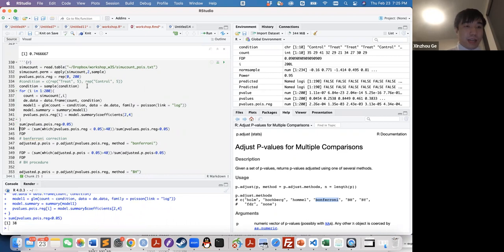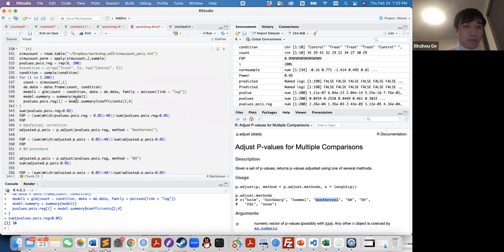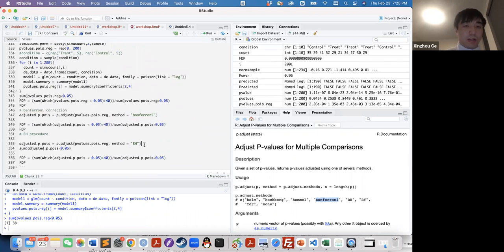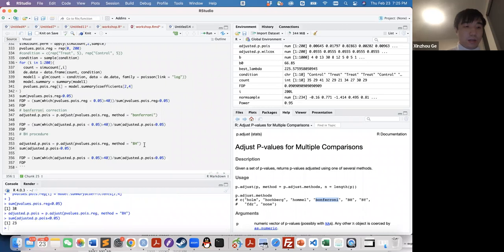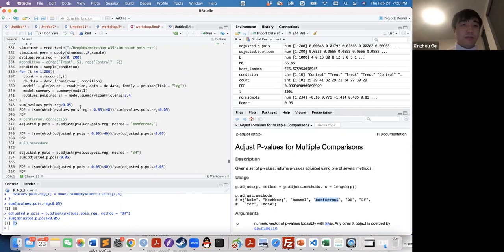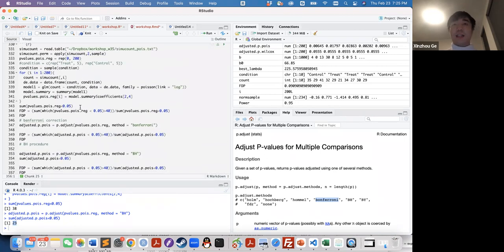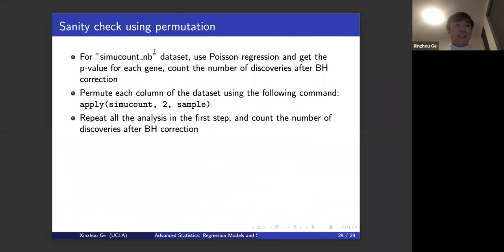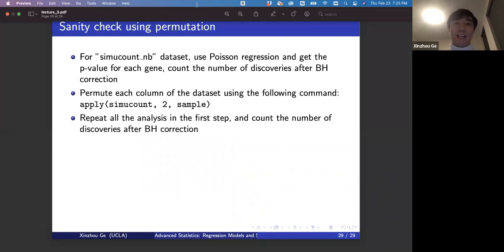And we can see that if we use the BH procedure to do the correction, we have a small number of discoveries. So this is small, but the wrong model has a large number of discoveries, and that's different. And that's how we can use this way to check whether a model is good or not. So I think that's all I'd like to say about this, and that's everything I'd like to cover. Do you have any questions?